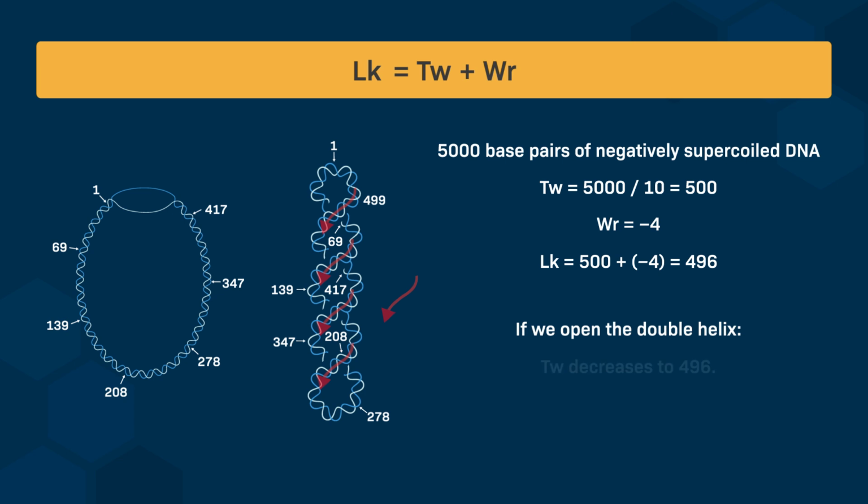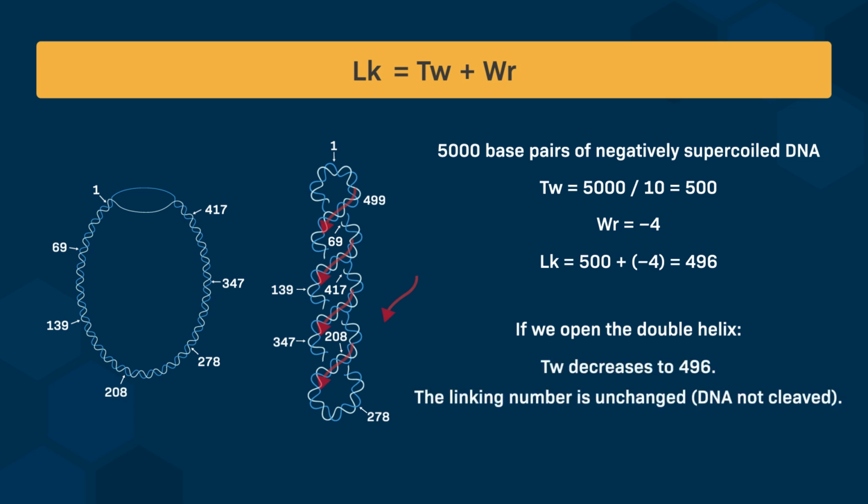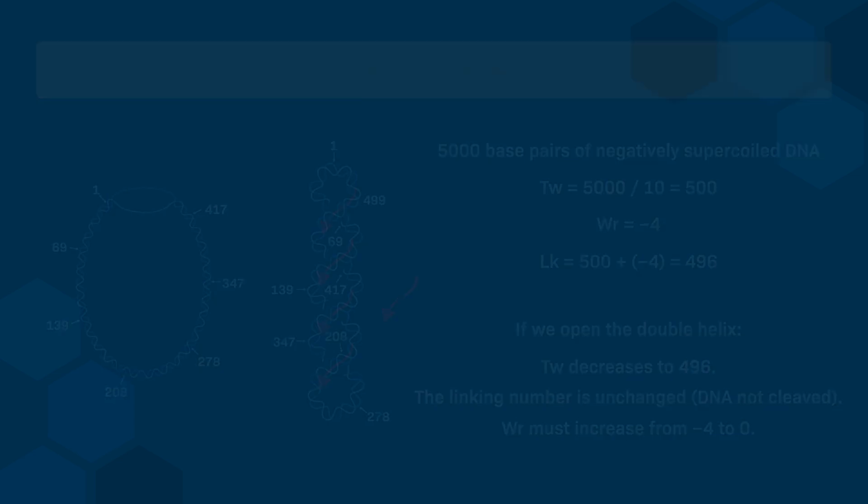If the twist number changes from 500 to 496 while the linking number remains unchanged, the DNA is uncleaved, the writhing number should increase from -4 to 0. This eliminates all supercoiling and leaves the DNA in a relaxed state. Conversely, if the region of the double helix that was separated is rewound, the twist number switches back from 496 to 500. Let's delve into a few other definitions.